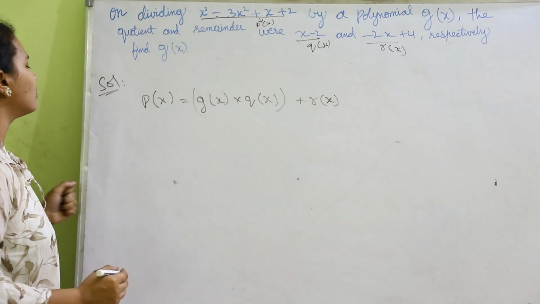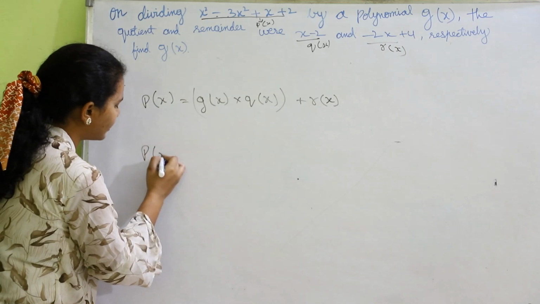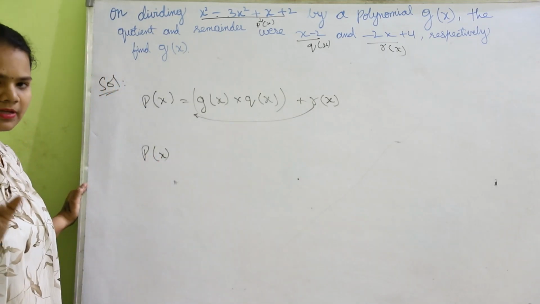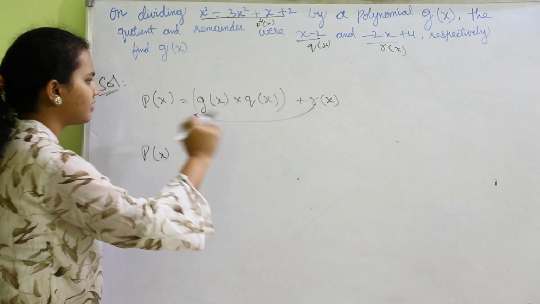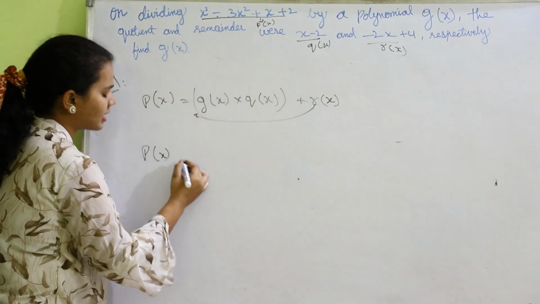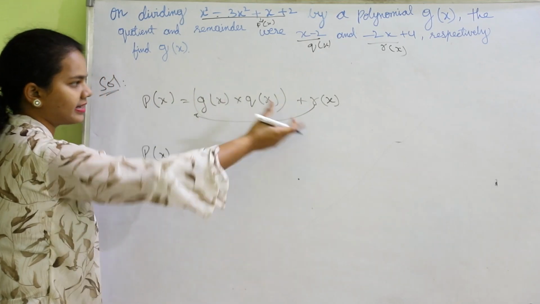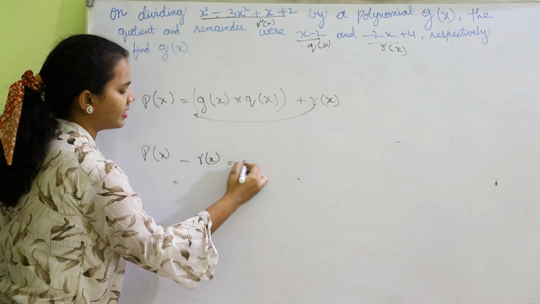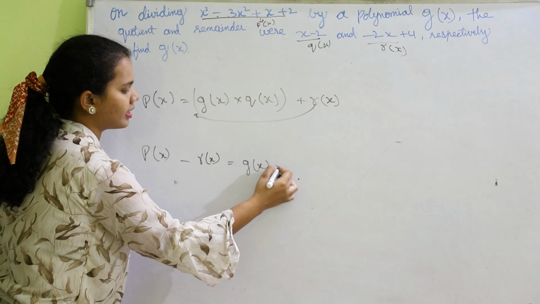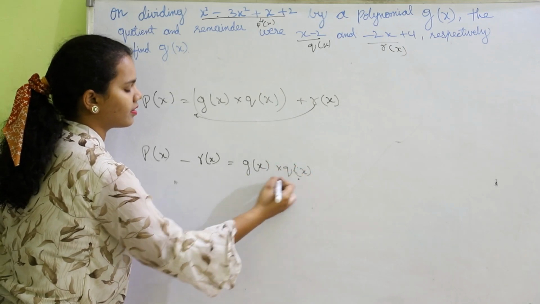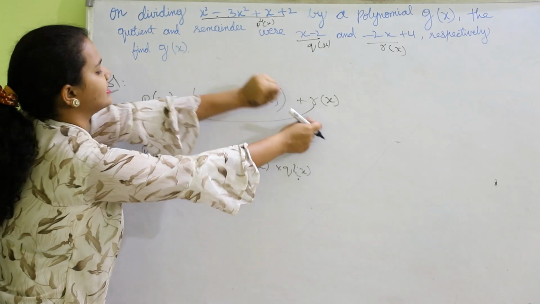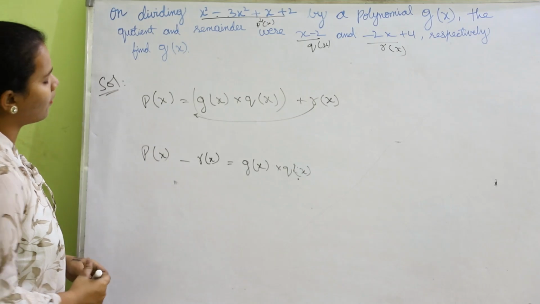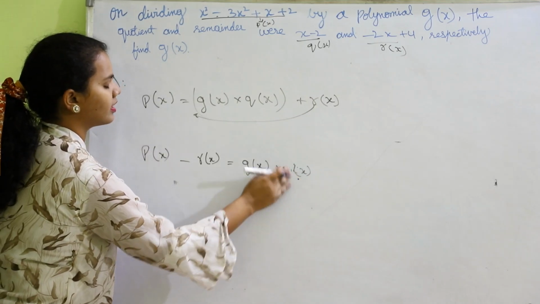To find this, firstly, here we have p of x. Now just transpose this r of x to the other side. First step will be this: transpose this r of x to the other side. This becomes minus r of x, where g of x into q of x stays as it is. Now place it on the other side, so here the positive sign turns into negative. Now clear with this?